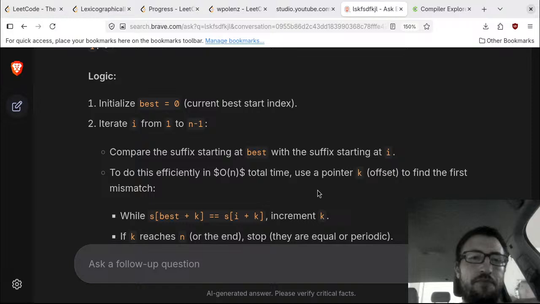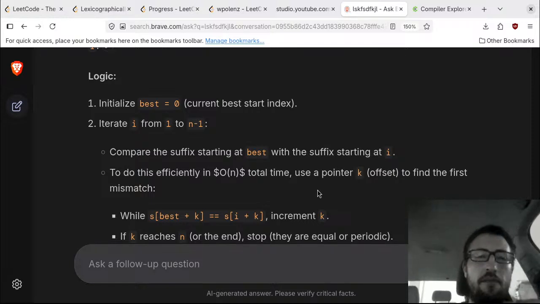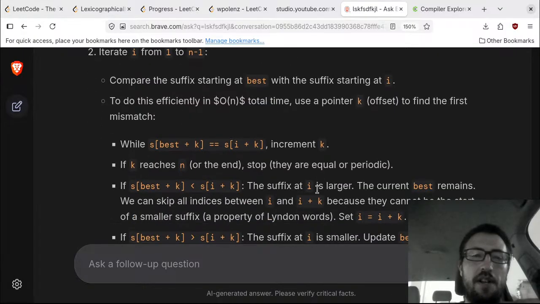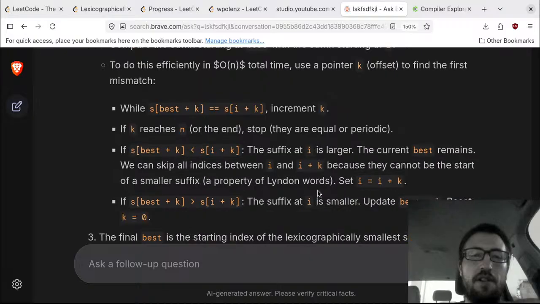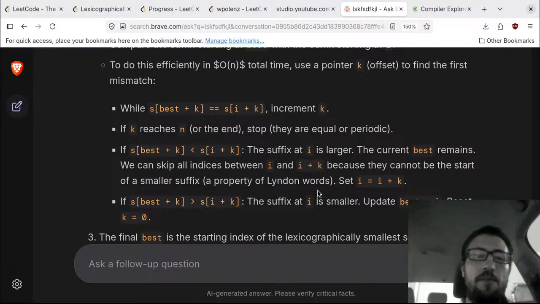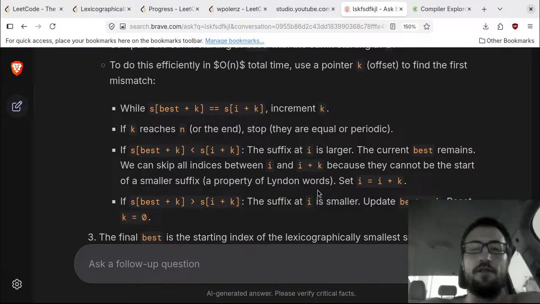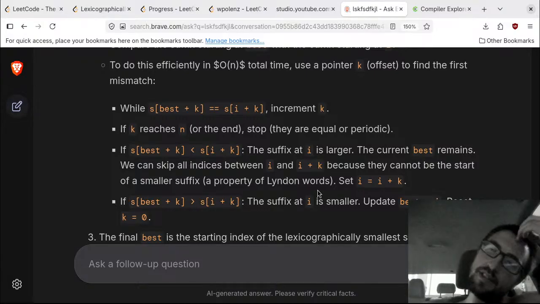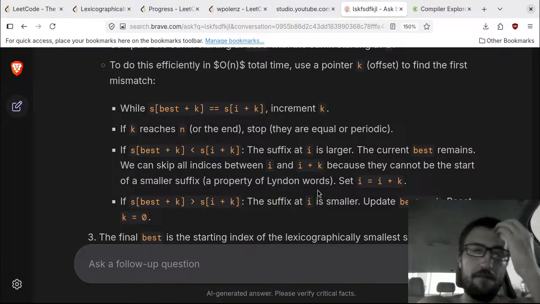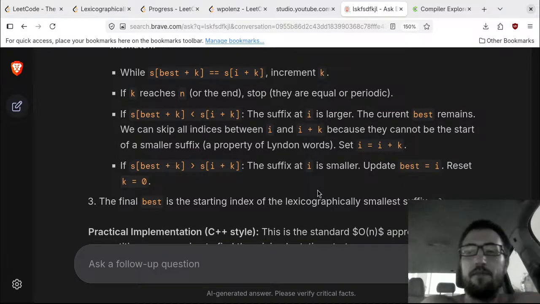Iterate i from 1 to n minus 1. Compare the suffix starting at best with the suffix starting at i. To do this efficiently in linear time, use a pointer k to find the first mismatch. If k reaches n, or the end, stop, they're equal or periodic. If s[best plus k] is less than s[i plus k], the suffix at i is larger. Current best remains. We can skip all indices between i and i plus k because they cannot be the start of a smaller suffix, a property of Lyndon words. Set i equal to i plus k. Otherwise, the suffix at i is smaller. Best equals i, reset.